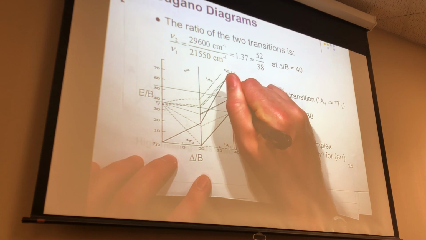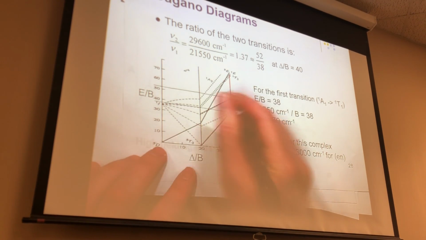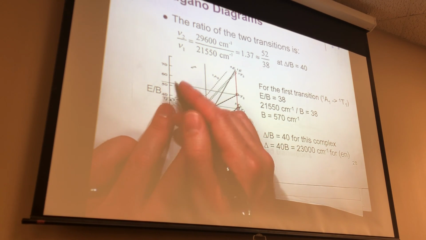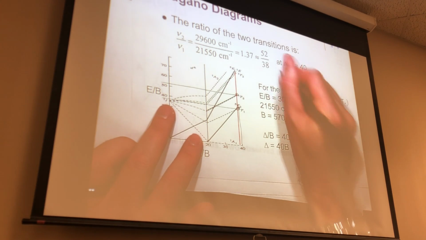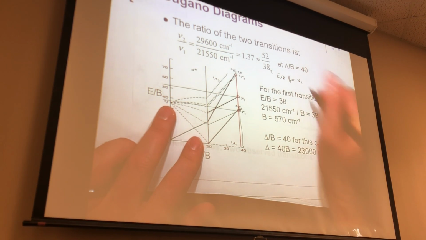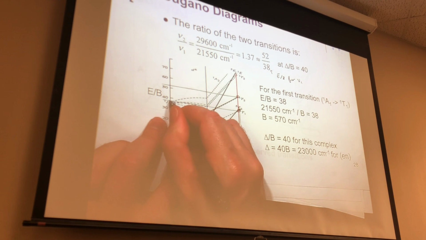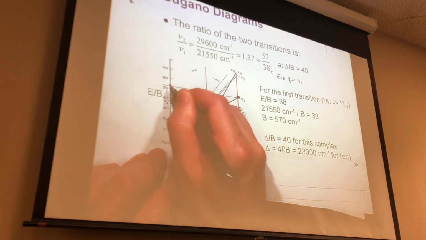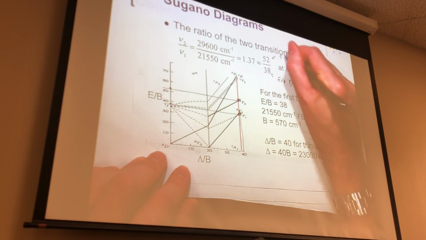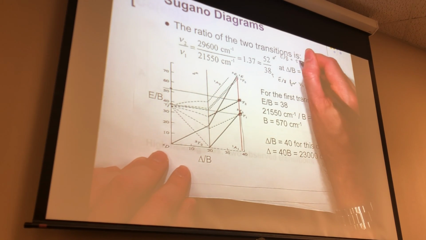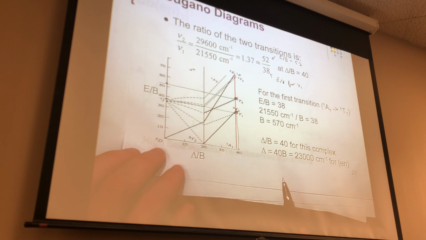So I run up from this line and measure across to the left. I find that for the first transition, it intersects this y-axis, E over B, at 38. And if I go up to the second transition and read to the left, I find that the frequency E over B, which is that y-axis, for the second transition is 52. And these are the two numbers we need to solve this thing.